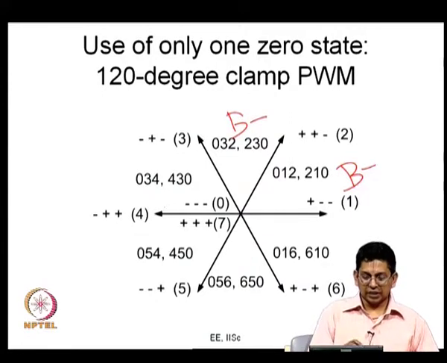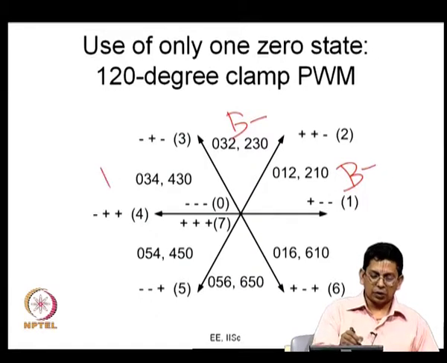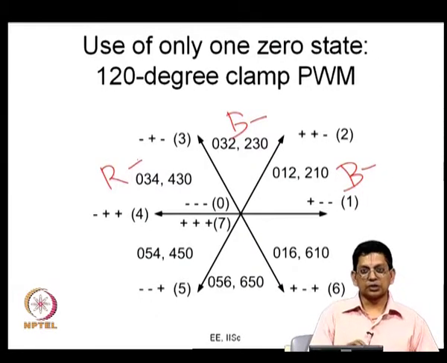Now, you look at the next sector, it is 0, 3, 4. 0 is minus, minus, minus, 3 is minus, plus, minus and 4 is minus, plus, plus. So, R phase is always negative and therefore, here R phase would get clamped to the negative bus.